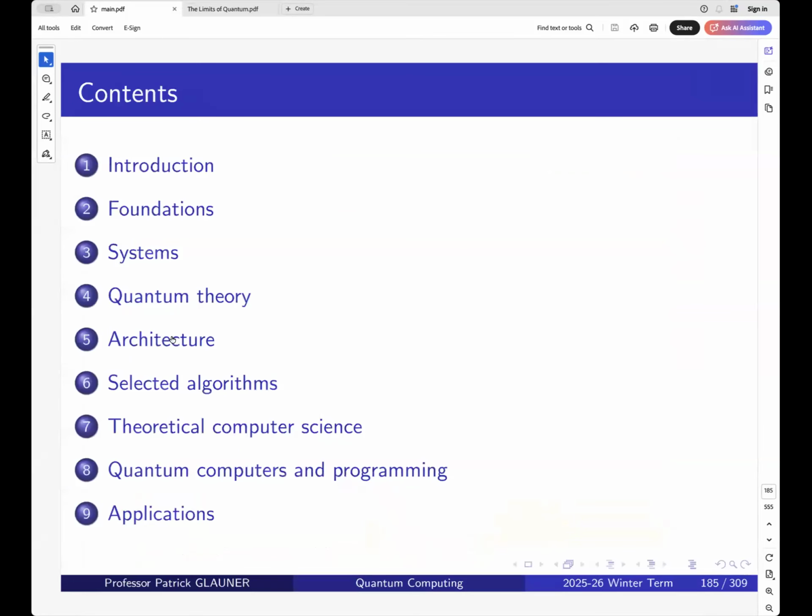And so next week we finish architecture, because I don't think we'll finish it today. And we will look into the theoretical foundations of computer science. And then in the coming weeks, we will discuss selected algorithms, concrete quantum computers, and programming, as well as applications. And once we have finished all of this, I will also say more about the seminar presentations, and you can sign up for a concrete topic.